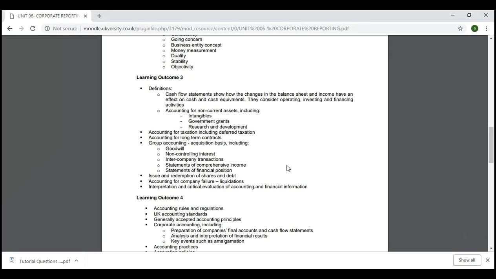Next, research and development. Research can't be treated as an asset, but the development stage we can treat as an asset. There is a criteria we need to meet, that it will flow future economic benefit. Accounting for taxation we need to include, and we need to follow the accounting standard IAS 10, including deferred taxation, like the future tax which we defer and will pay.